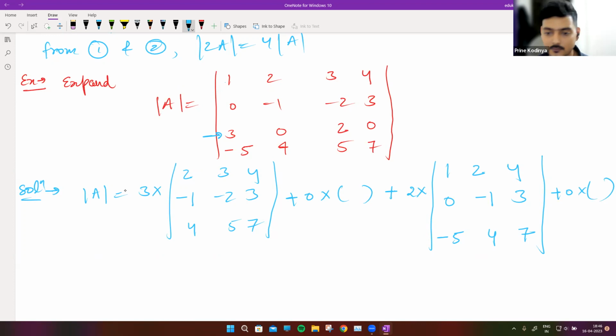So in that way, we can find this one, just the same procedure. Now we have to calculate these two 3 cross 3 determinants, and then we will be able to solve this. So please tell me the value.